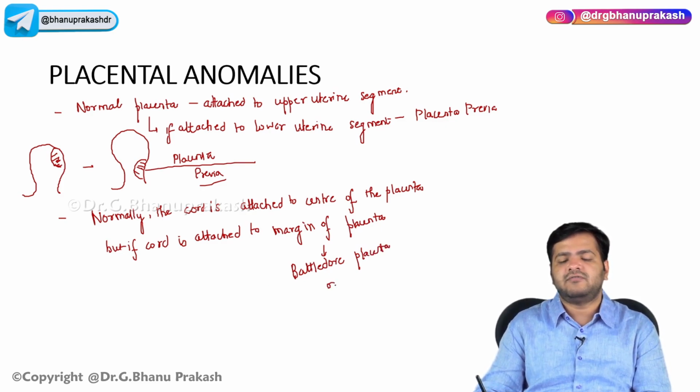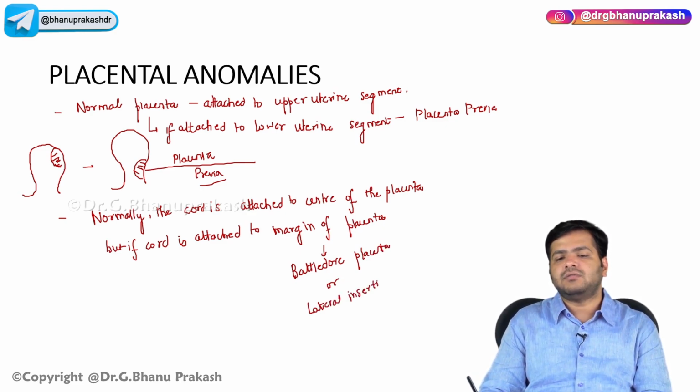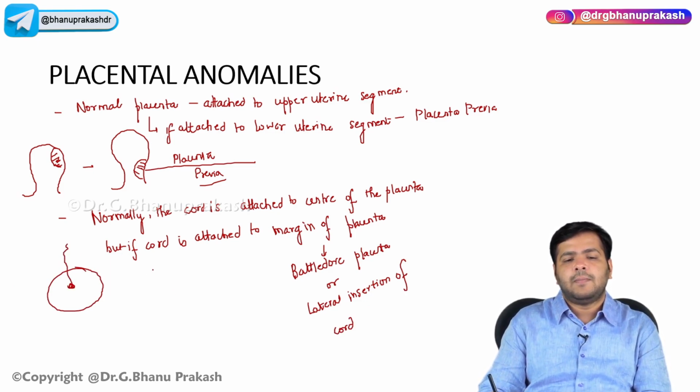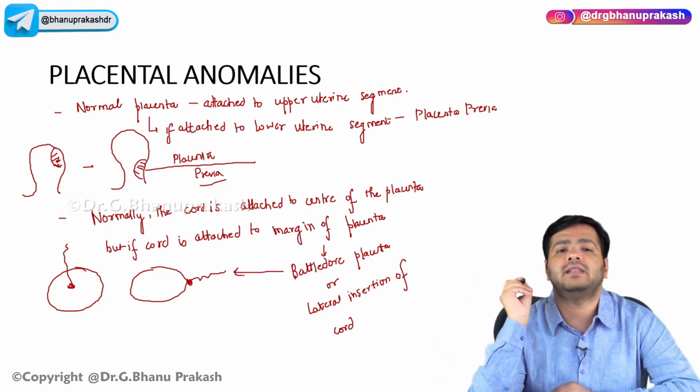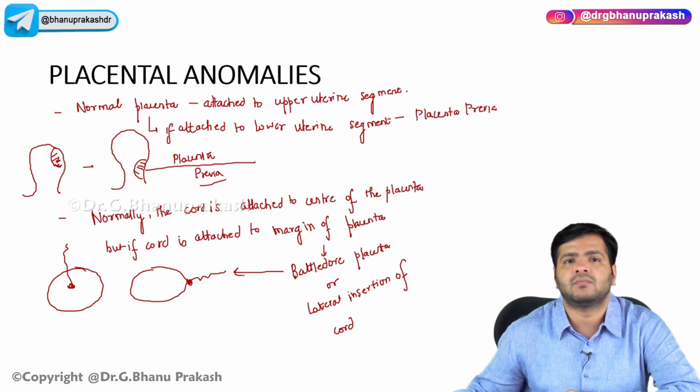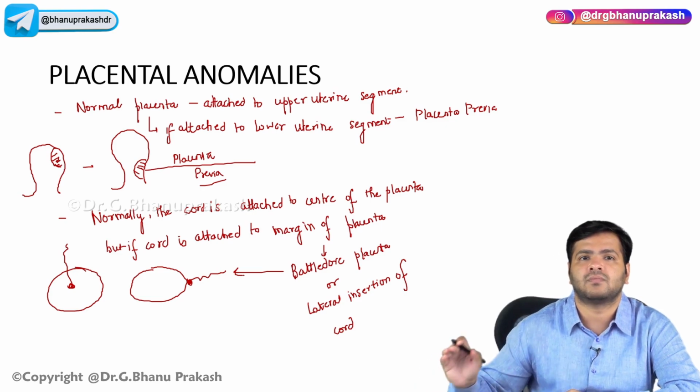Or lateral insertion of cord. So for example, if this is a placenta, normally the cord is attached to the center, but if the cord is attached to the margin, then it is called the battledore placenta or lateral insertion of cord. Now coming on to the next anomaly.